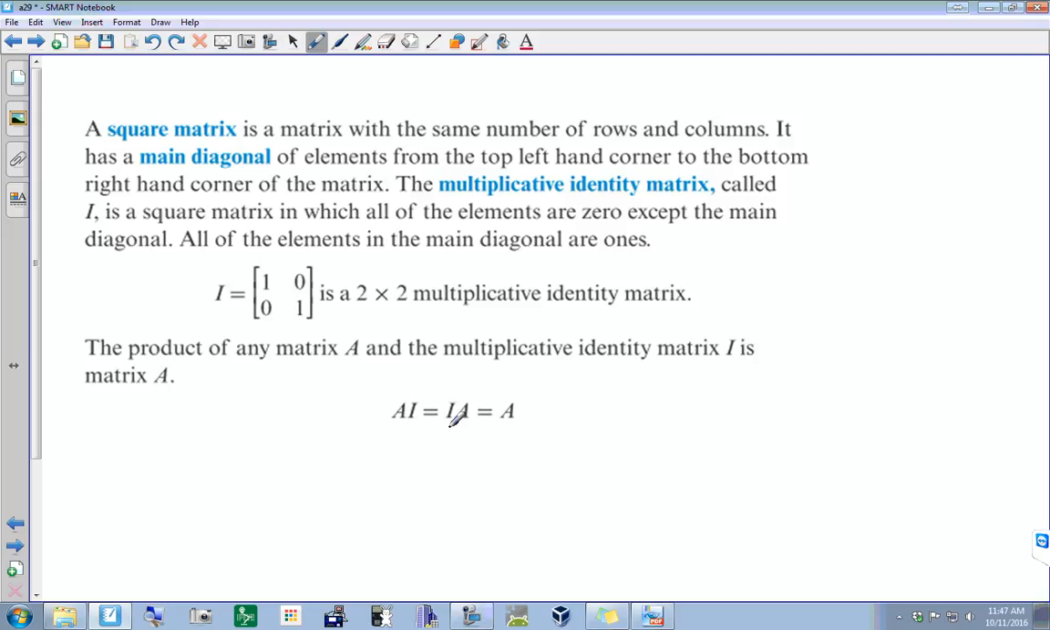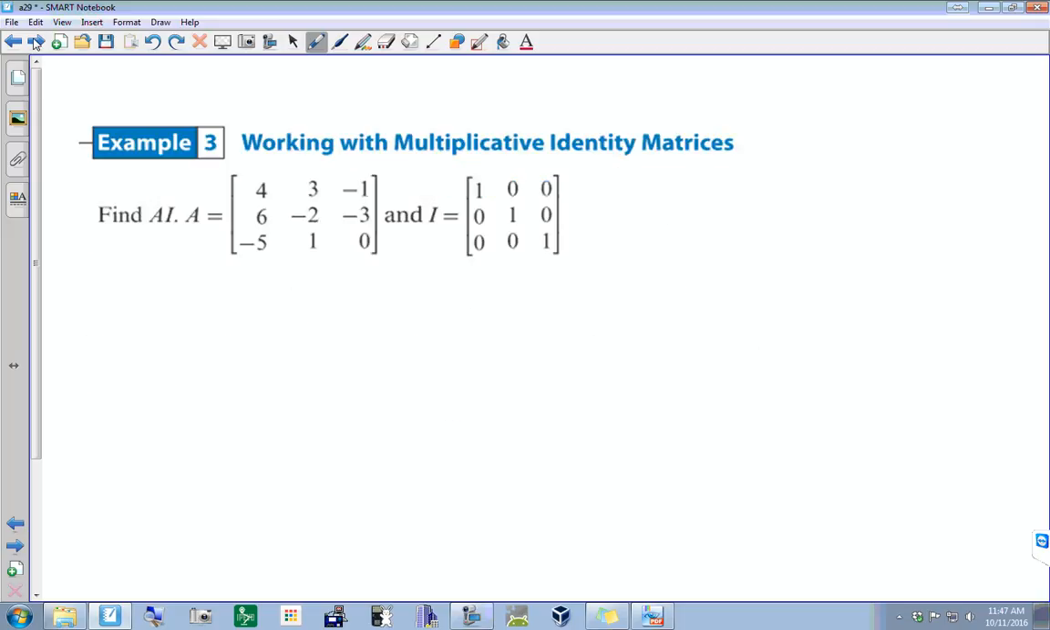So, let's take a look at this. I want to find A times I.